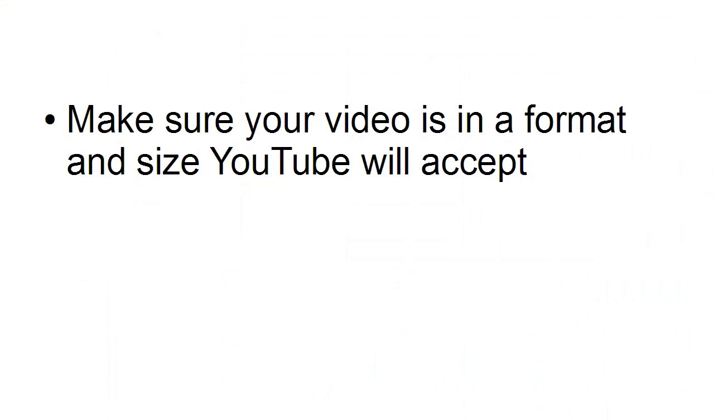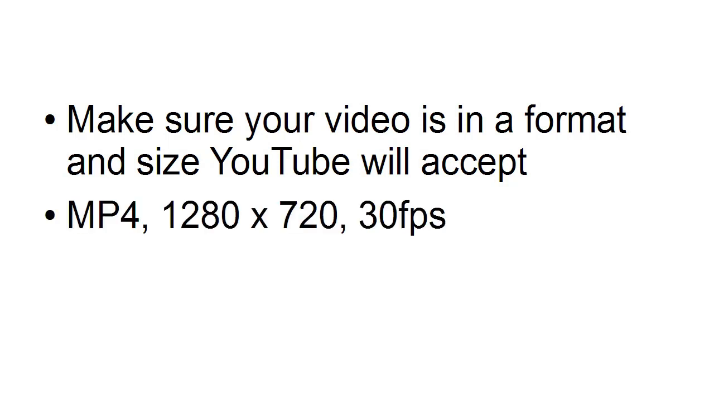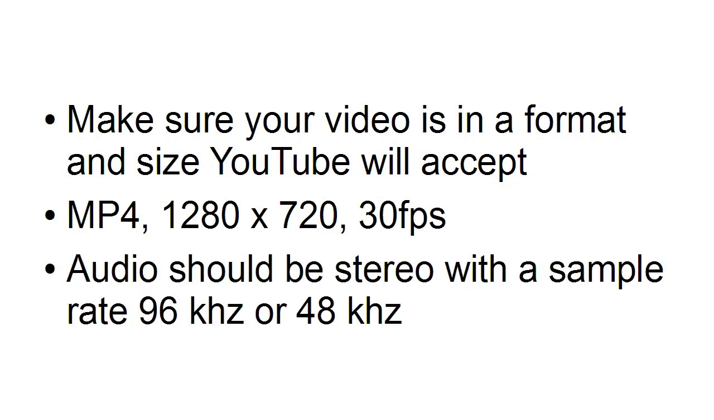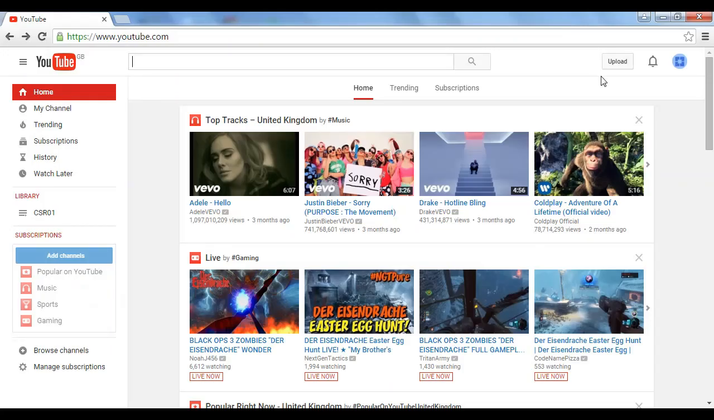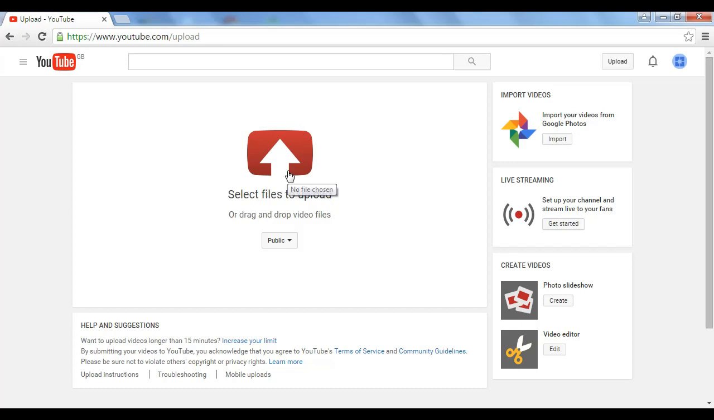Whichever type of video you choose to make, you must make sure that it's in a format and size that YouTube will accept. Now, at the time that I'm making this video, their recommended settings are an MP4 file at 1280 by 720 pixels at 30 frames per second. The audio should be in stereo with a sample rate of 96 kilohertz or 48 kilohertz. When your videos are done, you'll need to upload them, so log into YouTube, click on the button here that says upload, and then you can select the video files that you want from your computer and then simply follow the on-screen instructions. It's all fairly straightforward.